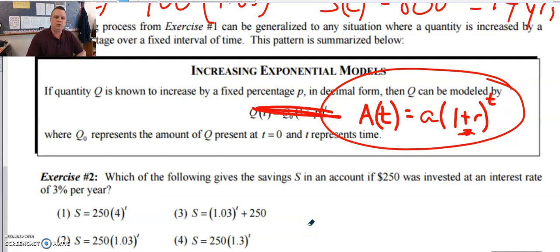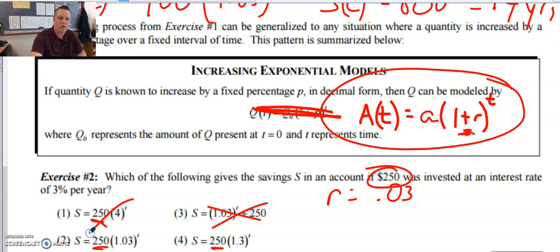So exercise 2: which of the following gives us savings S in an account if $250 was invested at an interest rate of 3% per year? The key thing you have to be very careful of is my rate is going to be 0.03, not 0.3, like they have in choice 4. If you follow this formula, my A is 250, 1 plus r is 1.03, and it's raised to the t power. So the one that has 250 first, and then it's got to be multiplication, 1.03, these are all different, and then raised to the t power, so it's choice 2.